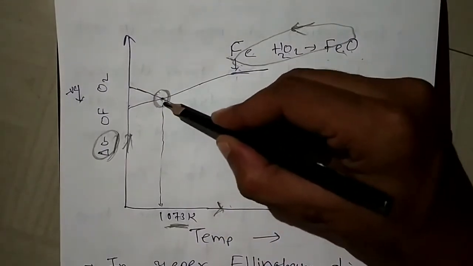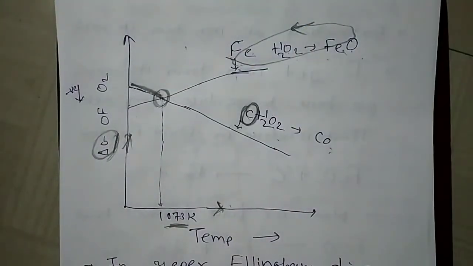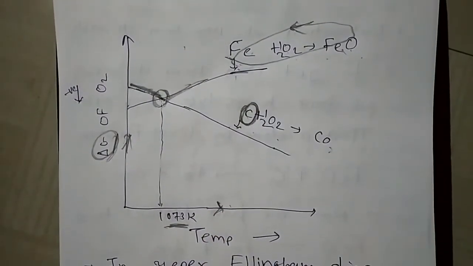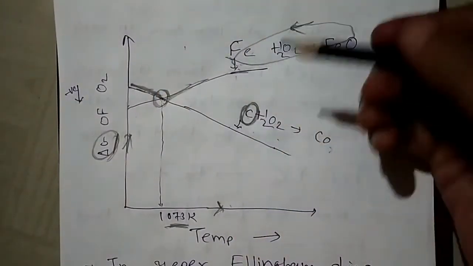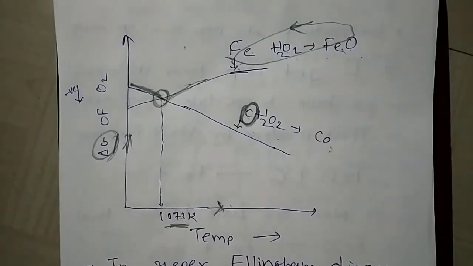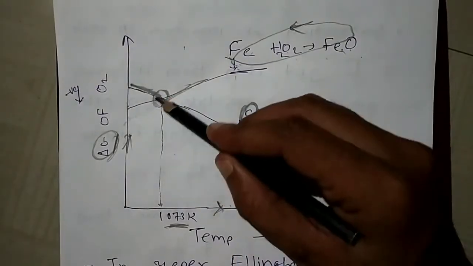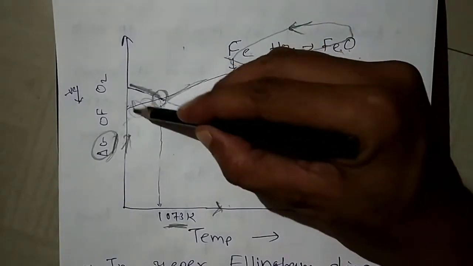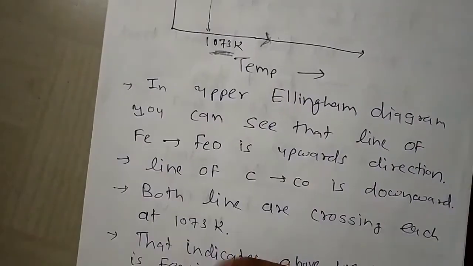So above that temperature, in this area, the reaction is feasible with carbon as reducing agent. But below that temperature, in this area, the reaction is not feasible. Okay, so here I have written that only.